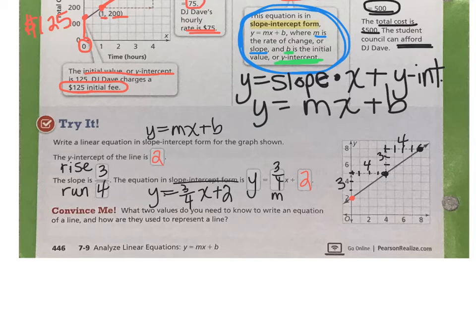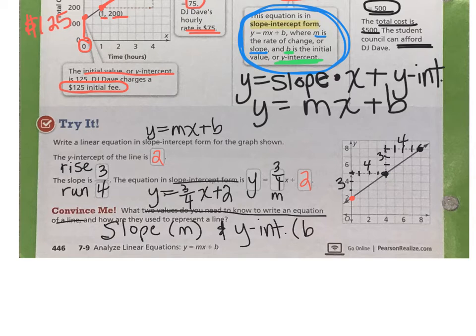So what two values do you need to know to write an equation of a line? In this case, we have to know the slope, and we're calling that m, and we have to know the y-intercept. In this case, we're calling that b. So once we know the slope and the y-intercept, we can write the equation of any line, including lines that are not proportional.